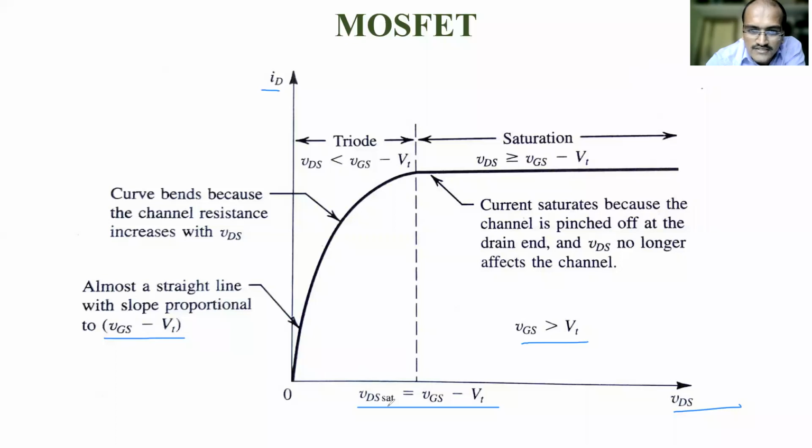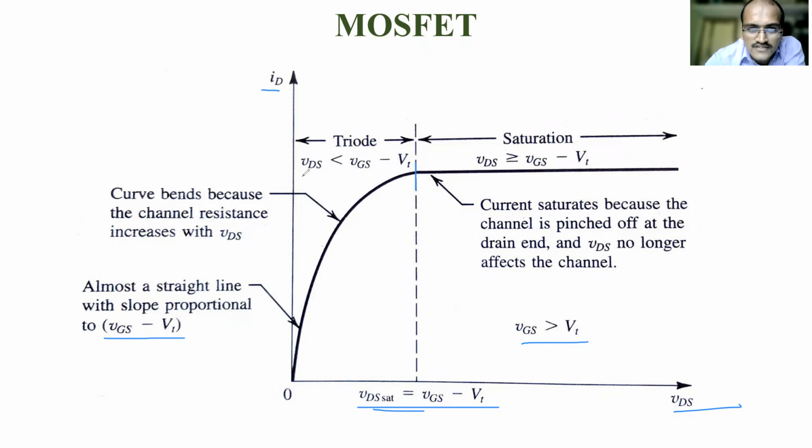And when it reaches the saturation VDS value at this point, it will be almost constant, as it takes the complete tapered shape. The current saturates because the channel is pinched off at the drain end and VDS no longer affects the channel. So that channel will be broken there. It will take a V shape, I told you, no? So that will happen at this point.